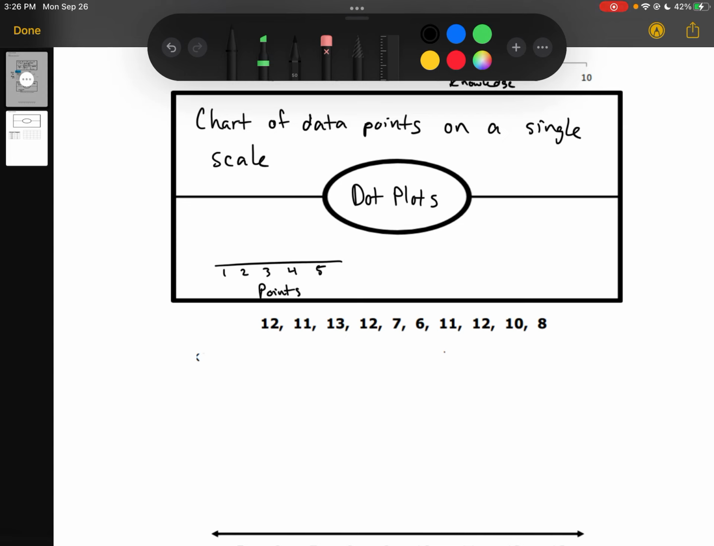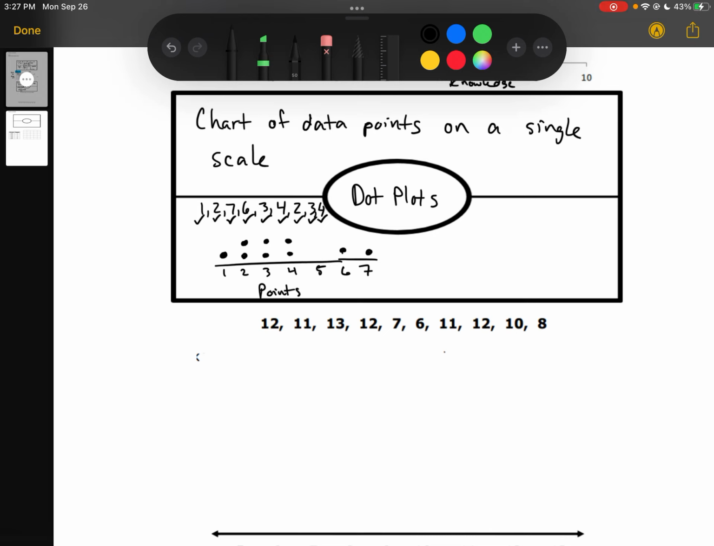So if we're looking at 1, 2, 3, 4, and 5, and our data set has 1, 2, 7, 6, 3, 4, 2, 3, 4, we have to make sure all of these are there. So we have 1, 2, 3, 4, 5, 6, and 7. So we have to make sure all of those are labeled there, and then we just put a dot every time it happens.